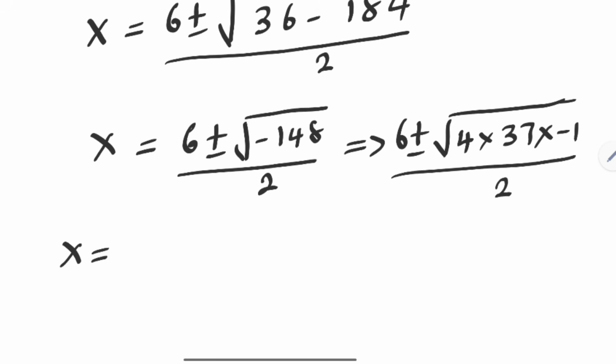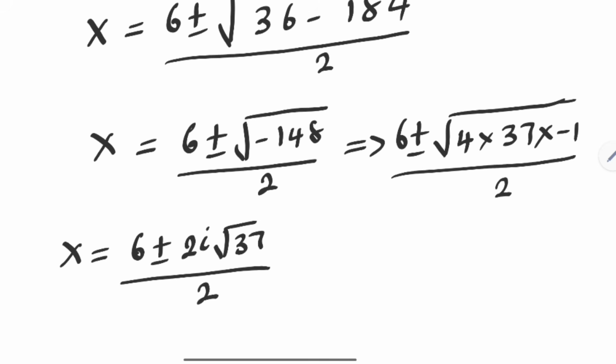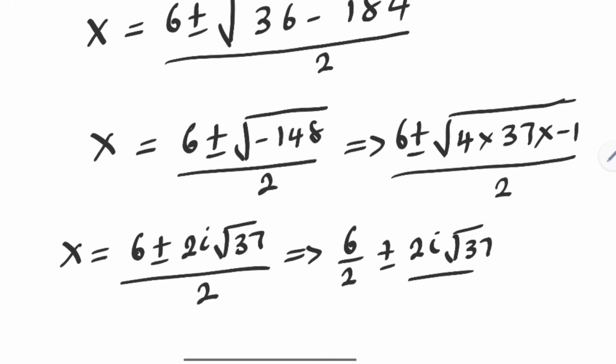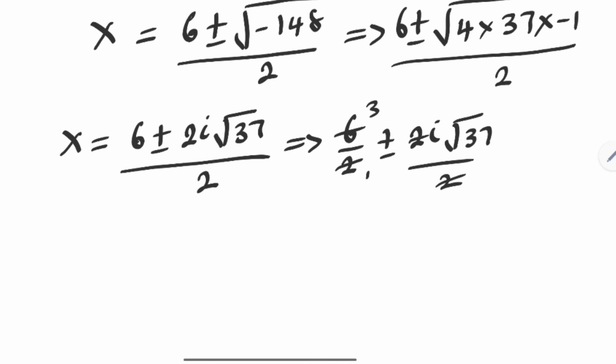x is equal to 6 plus or minus square root of 4 is 2. Square root of minus 1 is i, root 37, divided by 2. And this can be written as 6 divided by 2 plus or minus 2i root 37 divided by 2. 2 here, 1, 2 here, 1. 2 here, 1, 2 here, 3. x is equal to 3 plus or minus i square root of 37.